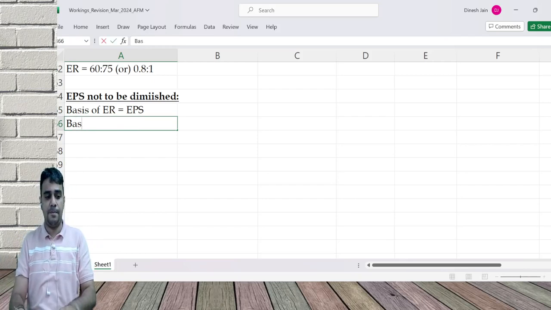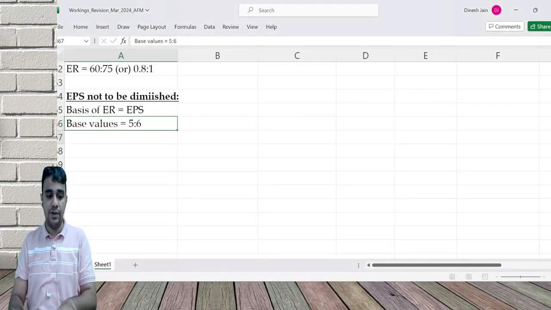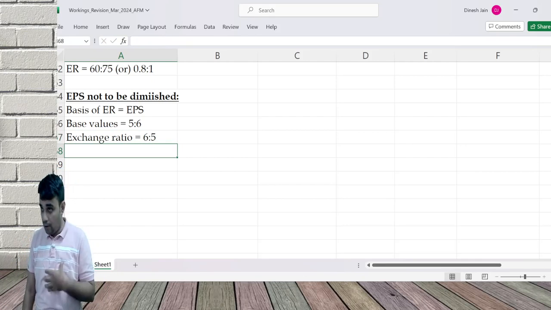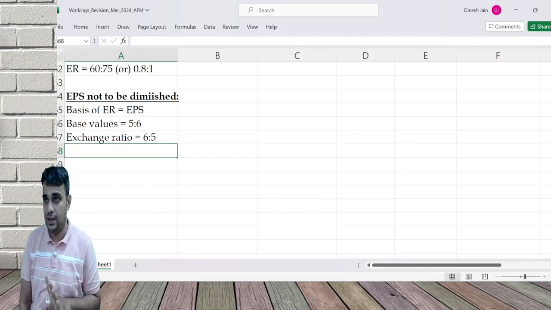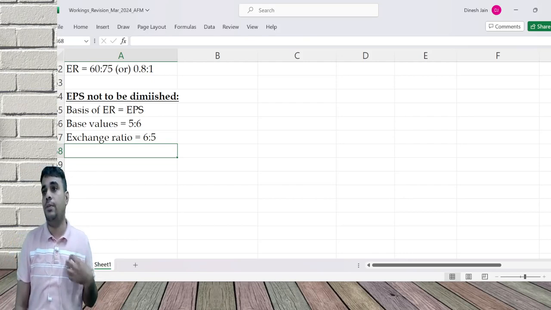Base values, A is to B, 5:6. Exchange ratio 6:5. This will ensure he also gets my 5 rupees EPS. He also gets 6 rupees equivalent EPS. For me, normal EPS will be maintained. For the other party, equivalent EPS will be maintained.